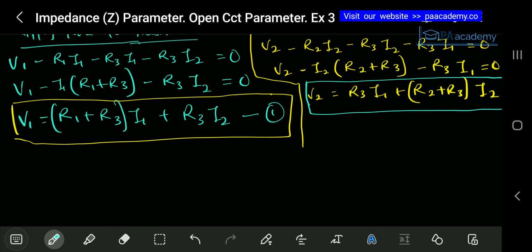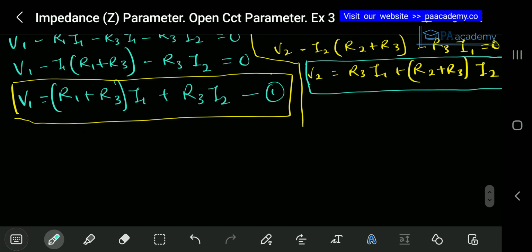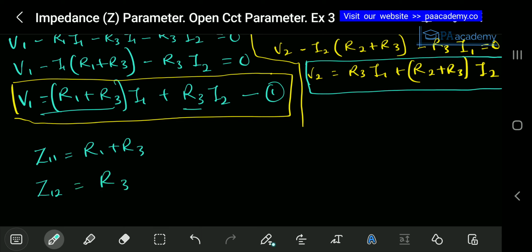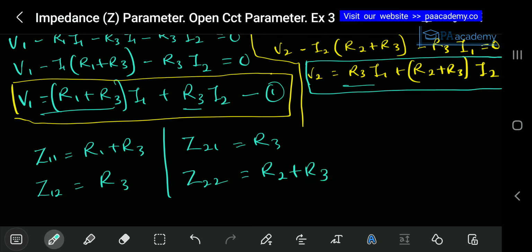So if you have been following the first example, the second example, I want to believe by now you should understand how to pick the comparison with the general formula. So now we can say that our Z11 is R1 plus R3. Then our Z12 will be equals to R3, which is this. Okay. So now let's move over to equation 2. So that means our Z21 will be R3. And then our Z22 will be equals to R2 plus R3. This one. Okay. Now let's go back to the question. Now the question said something.